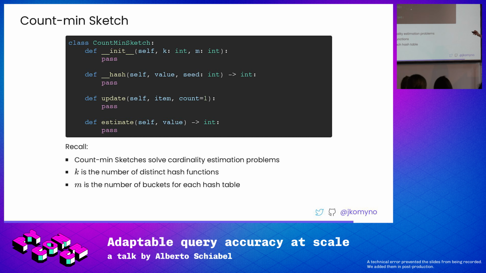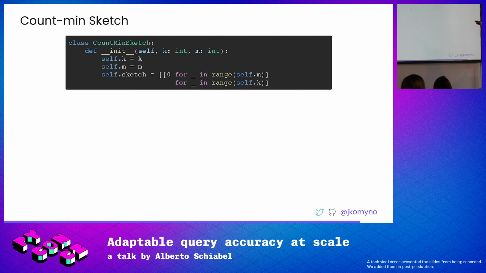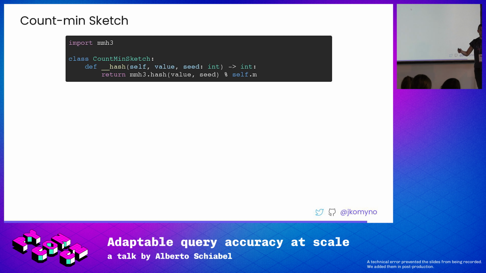Very similar API. In this case, we have updates, which increment the frequency, and estimates as lookups. Similarly, we get k and m. We no longer need n this time. We initialize the matrix. We have k rows, and we have m columns. So it's essentially Bloom filters stacked on top of each other, where rather than using bits, you use normal number arrays. Again, the hash function is exactly the same. The implementation is exactly the same.